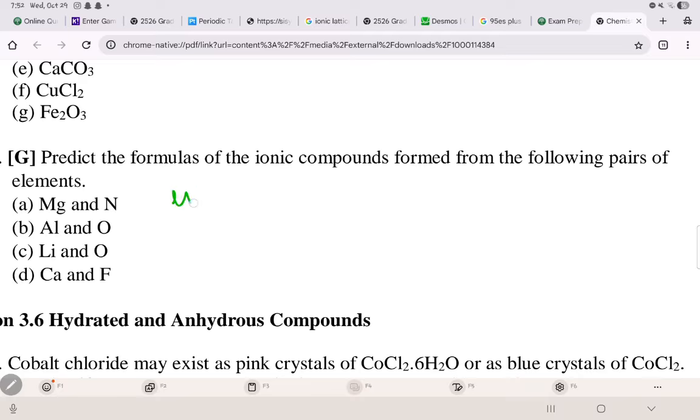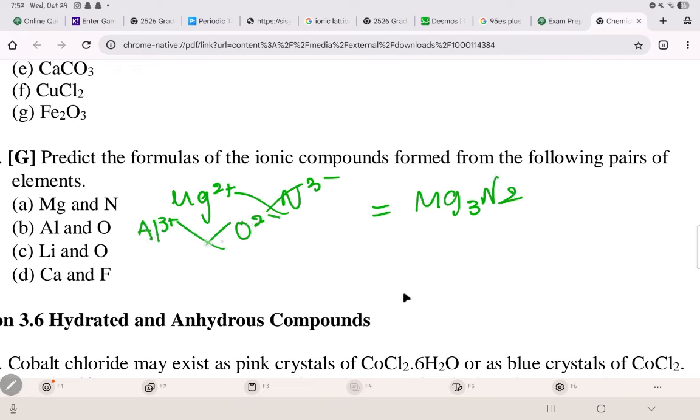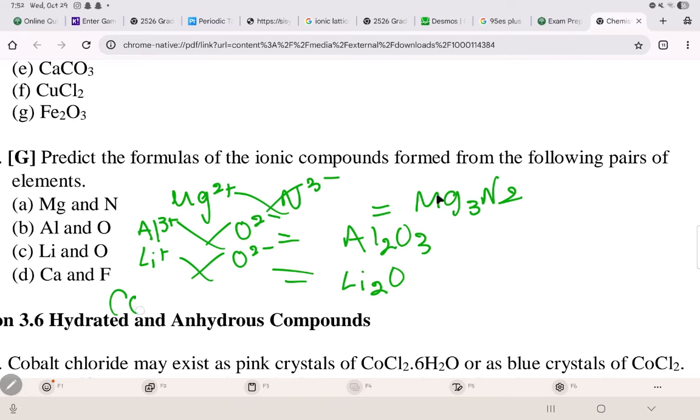Al and O, aluminium 3+, oxygen 2-, do crisscross, Al2O3. Li and O, Li+, O2-, do the crisscross, you will get Li2O. Ca and F, Ca is Ca2+, F is F-, do the crisscross, you will get CaF2. That is literally it for question number 30. We move on to 3.6 now.